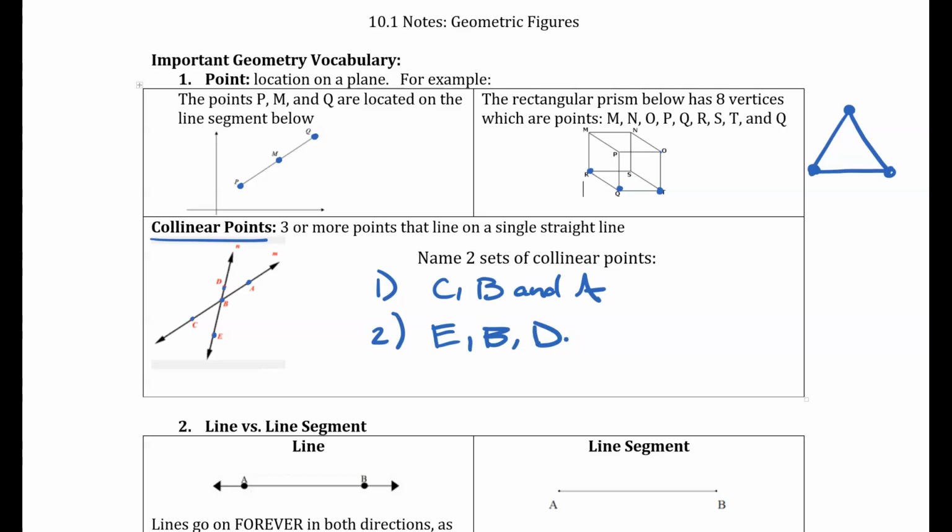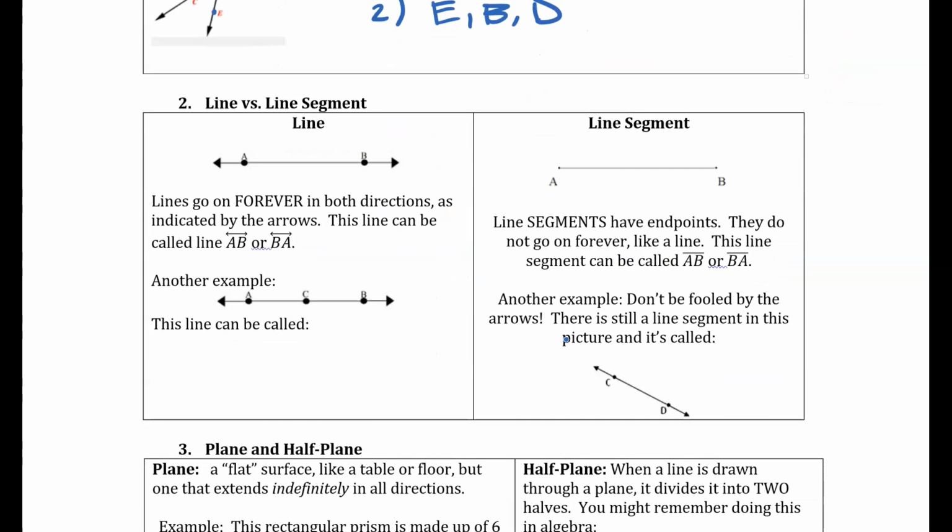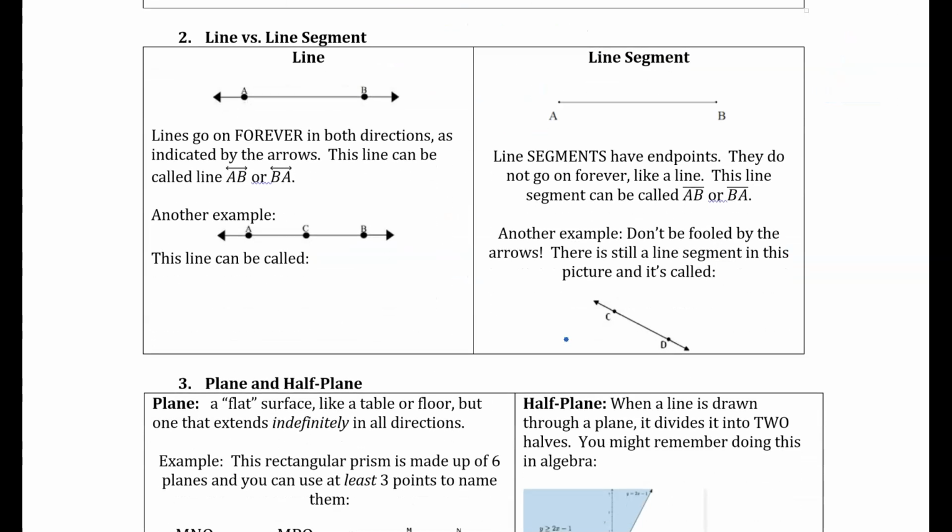Okay. I've mentioned line segment above and already line, but let's go ahead and define those as well. So line versus line segment. So a line extends forever in both directions, and you know that it's indicated by the arrows. So if you see the arrows, you know it goes on forever in either direction. Whereas a line segment is going to have endpoints.